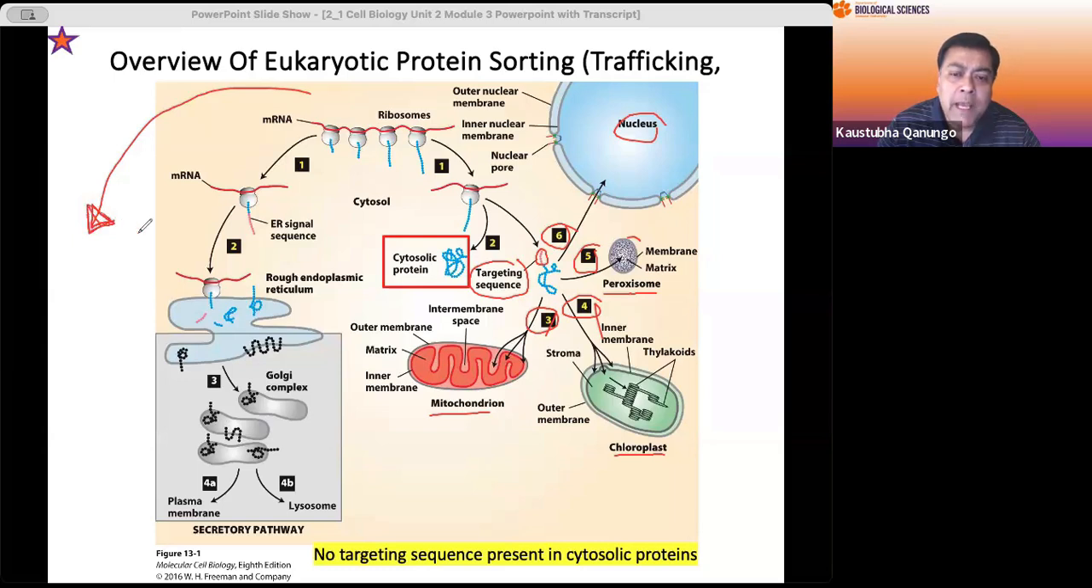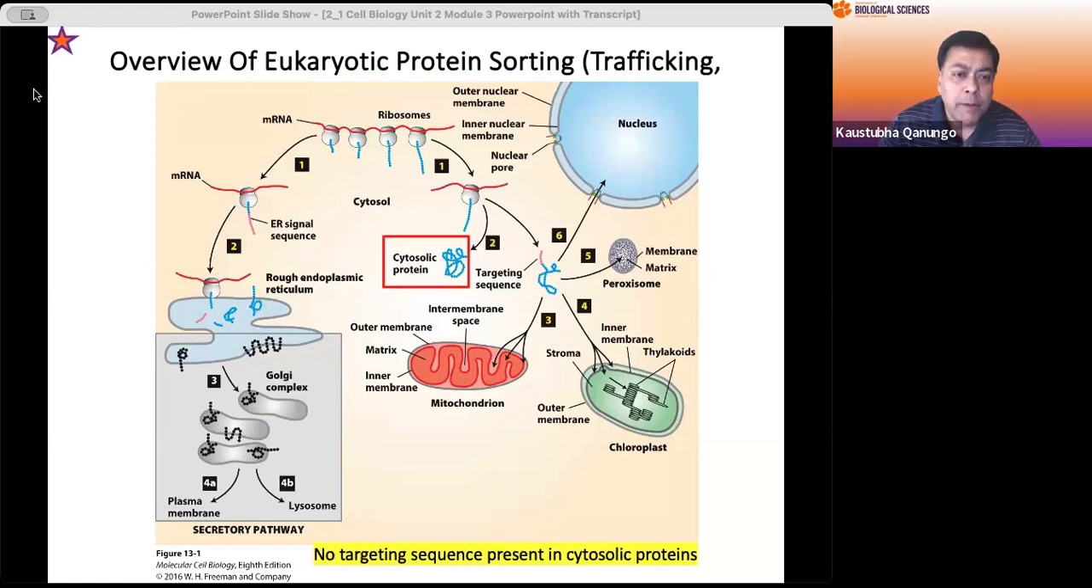But again, remember that for targeting to these organelles, the signals are different, the proteins will be different, and some mechanisms could be a little bit different because some of them are double membrane. Other than that, they are the same. So let's see what is happening on the left-hand side.